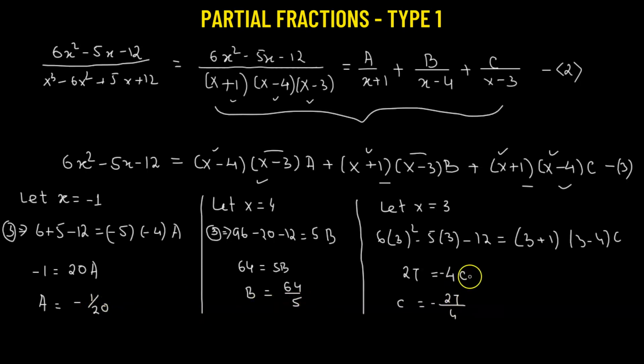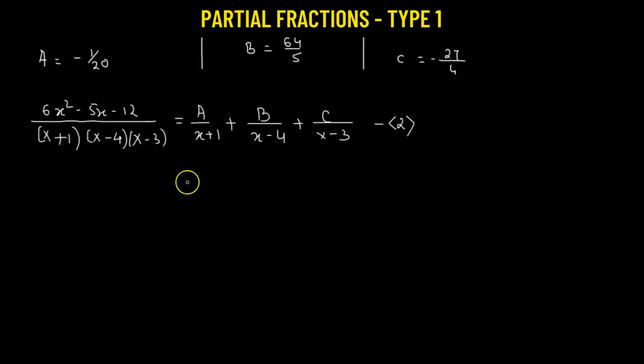Now that I have the values of a, b and c, we're going to substitute them in equation number 2. We will have in place of a, -1 divided by 20 times x plus 1, plus b. The b is 64 divided by 5 multiplied by x minus 4. And finally for c, we have -27 divided by 4 times x minus 3.